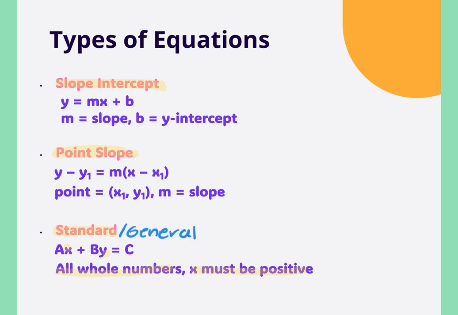A standardized test like an SAT or an ACT might ask you to find the standard form of an equation. And for that, you've got to get x and y on the same side, with no fractions, no decimals, and the x has to be positive.